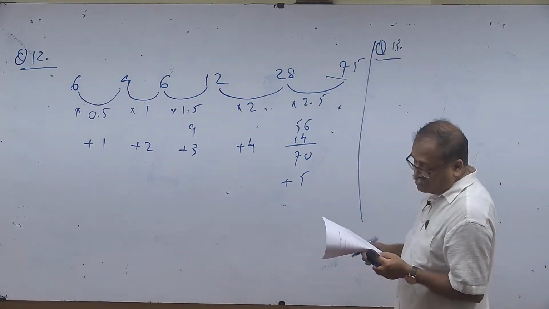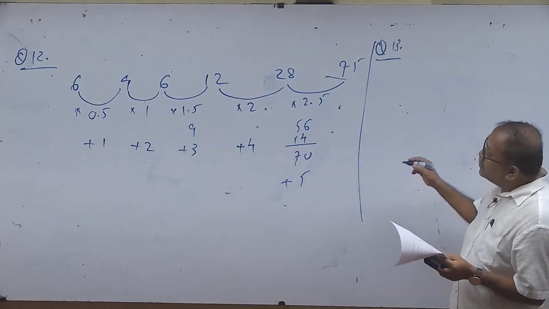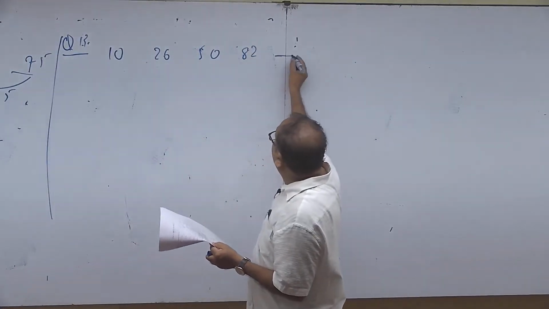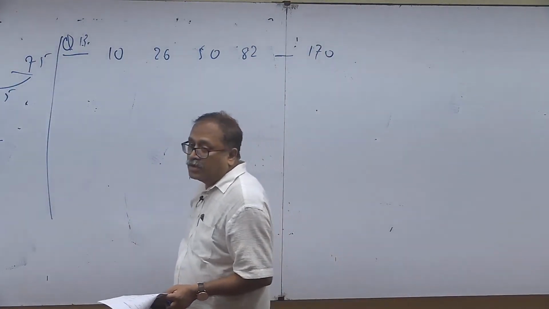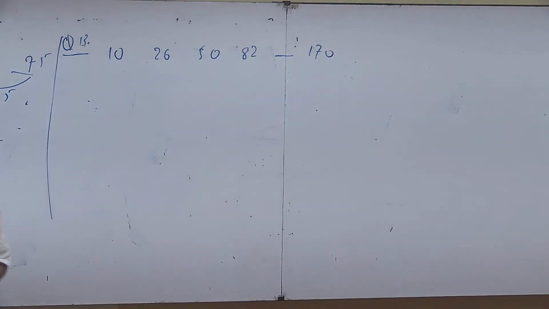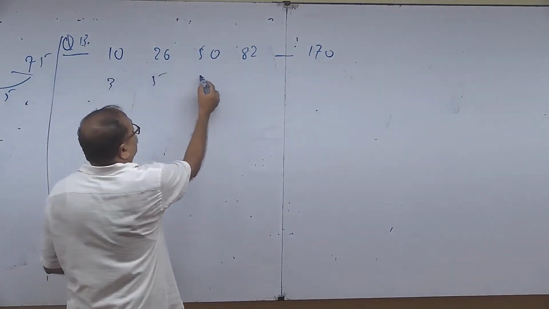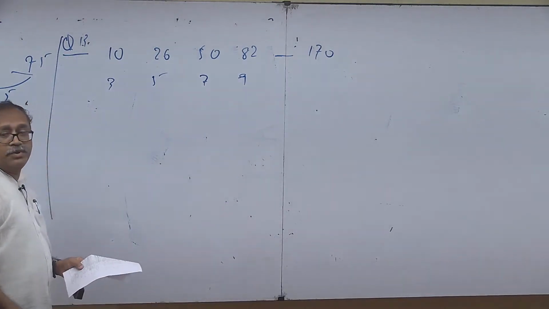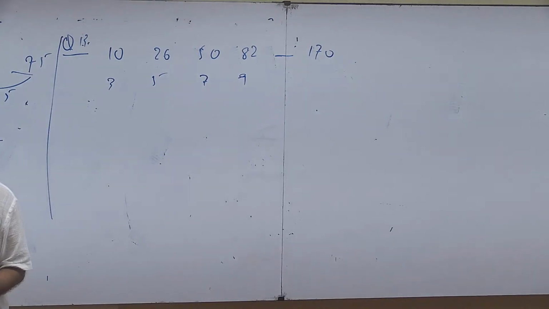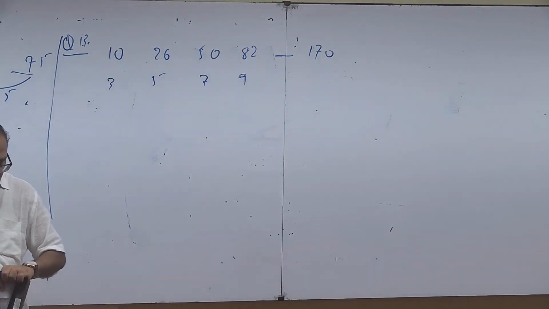Question 13. 10, 26, 50, 82 dash 170. The easiest possible question, Lohit rightly said, 3 square plus 1, 5 square plus 1, 7 square plus 1, 9 square plus 1. So, this is all 3, 5, 7, 9, then 11 square plus 1, 122. Yes? Okay. Question 14.